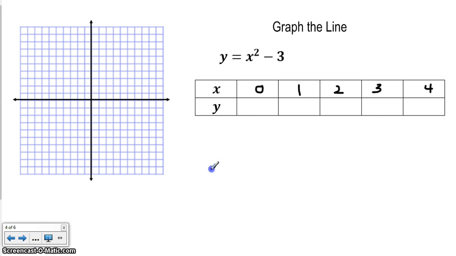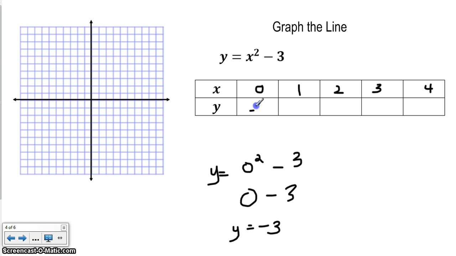So for this one, you could do y equals 0 squared minus 3. Once you solve that down, 0 times 0 is 0, and then you just minus the 3 on top of that. So that makes an answer of y equals -3. And then you do that for all of the other ones. I'm just going to put in the actual answers, but that's how you do it for all of them.